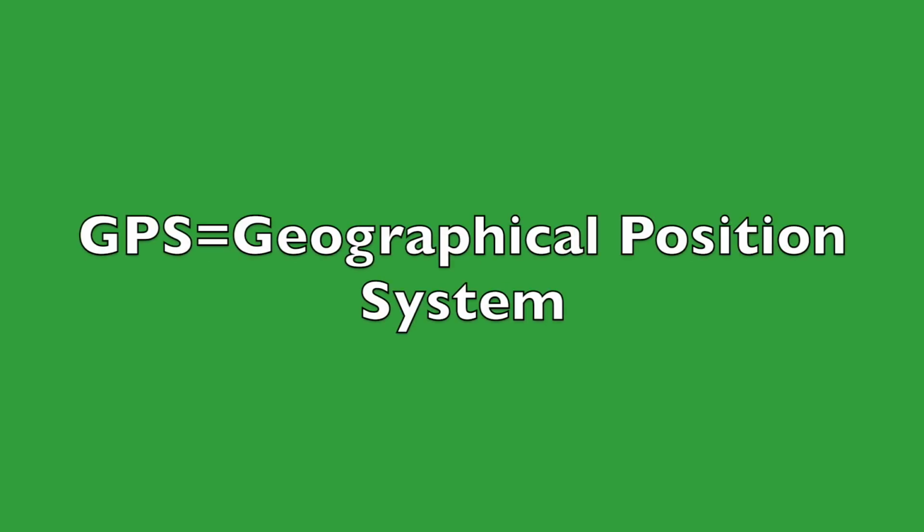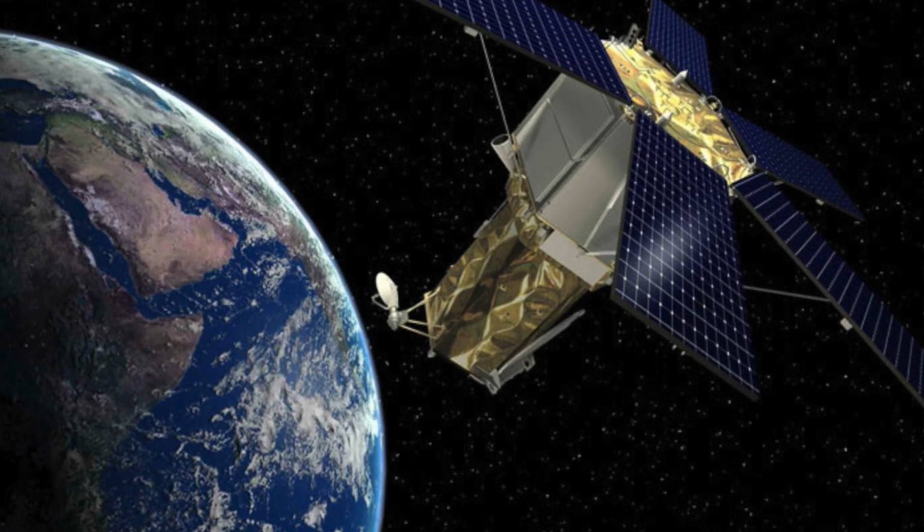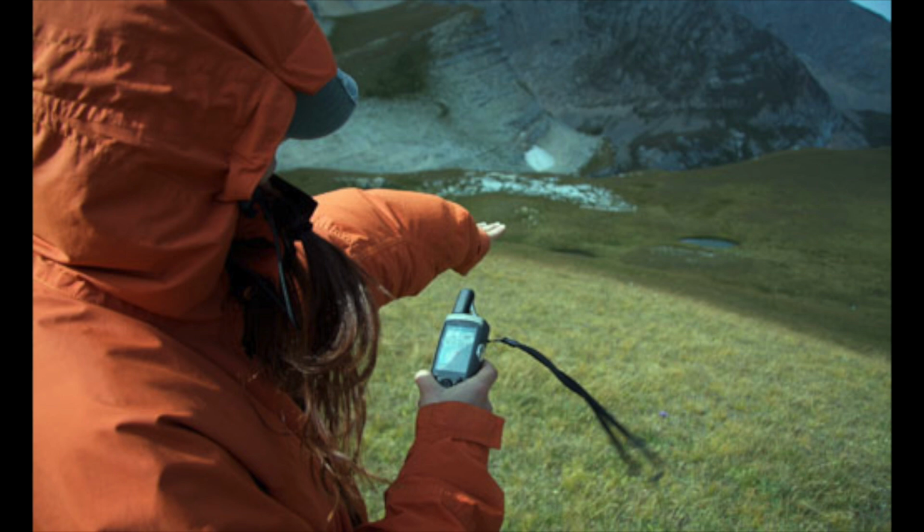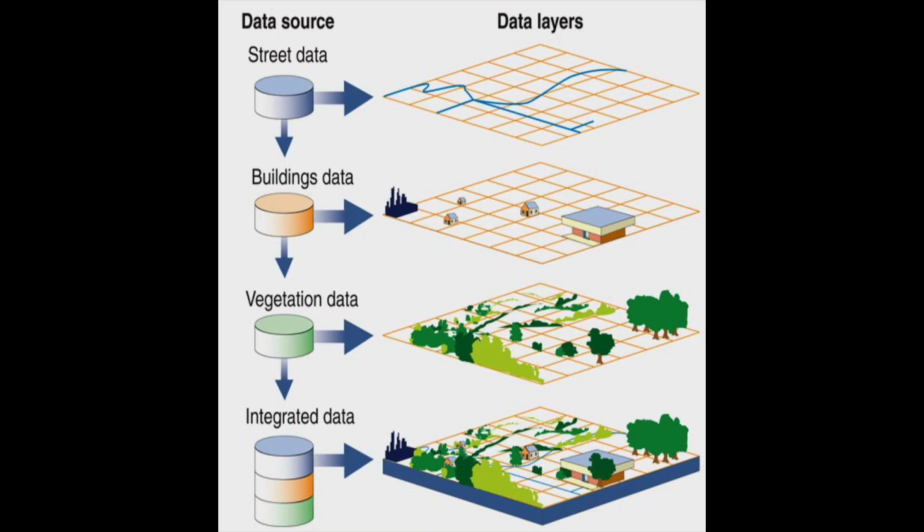GPS. GPS stands for Geographical Position System. A GPS uses satellites to find the specific location of an object on the ground. A collection of GPS data composed in a software program is GIS.